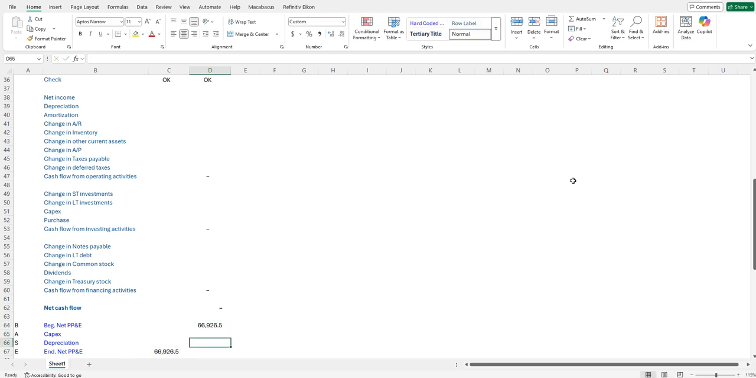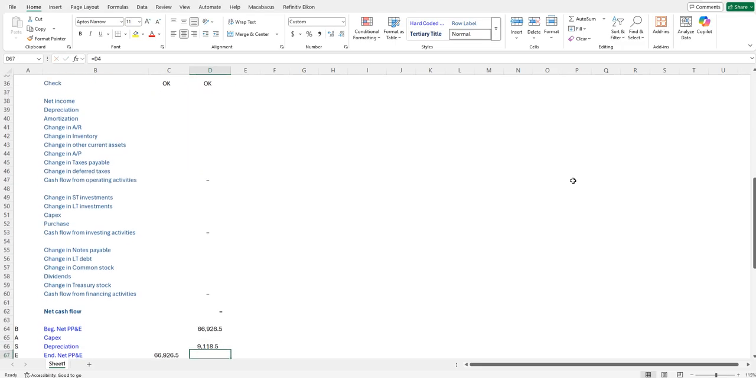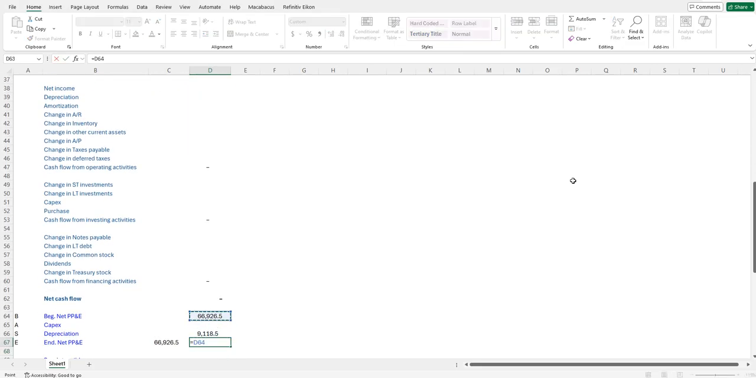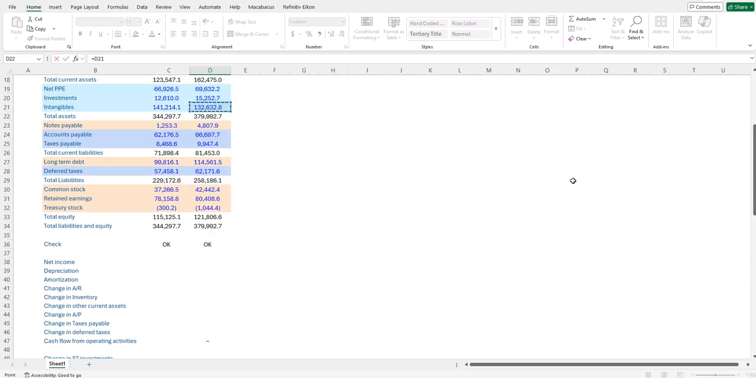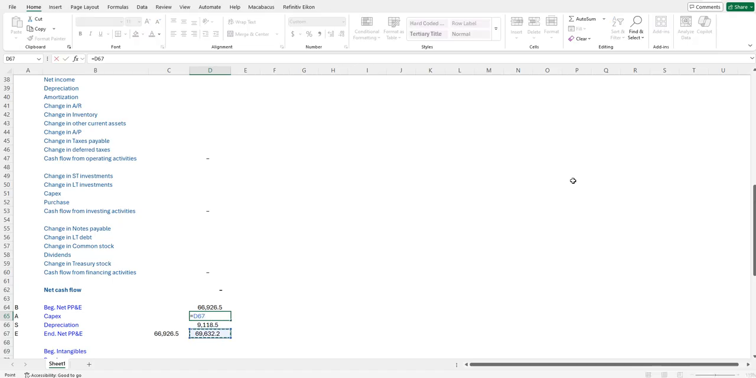Capex is the only item that is unknown in this calculation, but we know the depreciation, you get it from the income statement. And your ending net PP&E balance is here. Now you do the reverse calculation by using the ending net PP&E balance. You add back the depreciation, but you subtract the beginning balance. Now that's your capex. Okay.